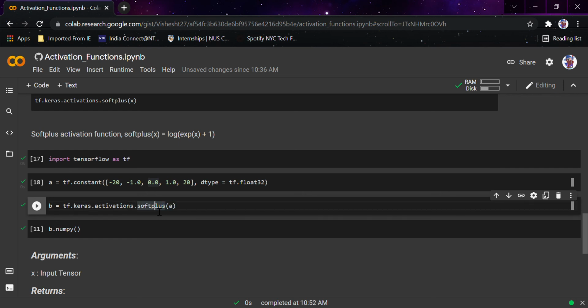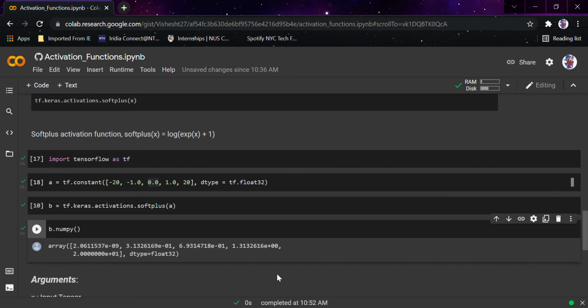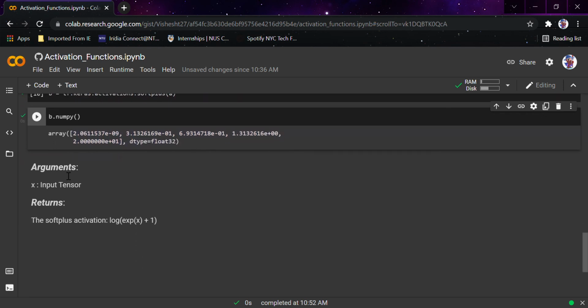Just like we did tf.keras.activations relu, leaky relu, sigmoid, tanh similarly, and then we would get the values. And these are the values, as you can see, from the Keras implementation of the SoftPlus activation function. Now if you look at the arguments, what it takes, it takes an input tensor, that is x, and it returns the SoftPlus activation, that is log of exponential of x plus 1.